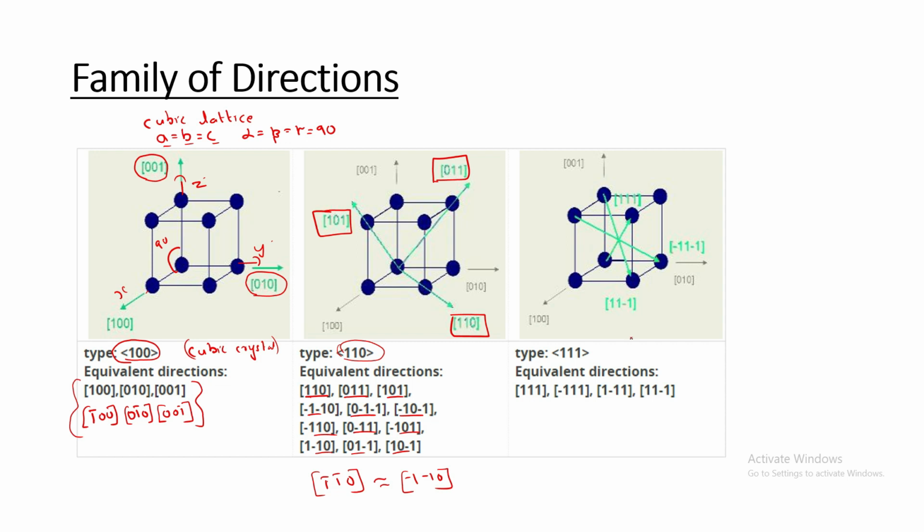Similarly, if you look at this direction, that is 1 1 -1 and 1 1 1 and -1 1 -1, these directions are equivalent for a cubic crystal. They're all equivalent directions. So these directions 1 1 1, -1 1 1, 1 -1 1, 1 1 -1, these all come under the family of directions <1 1 1>.